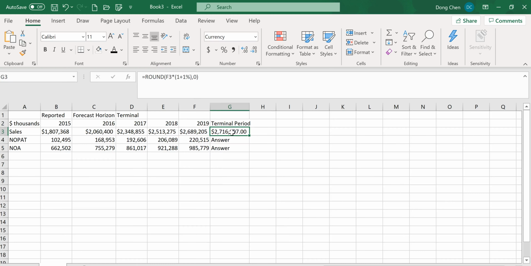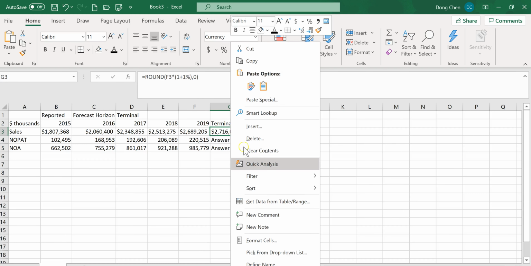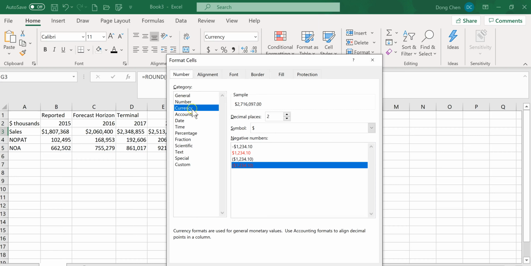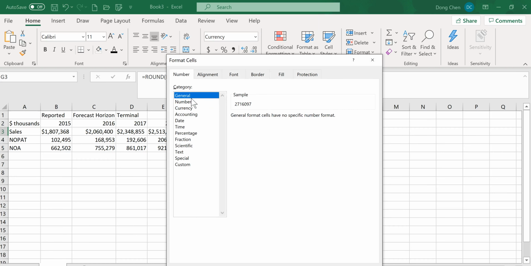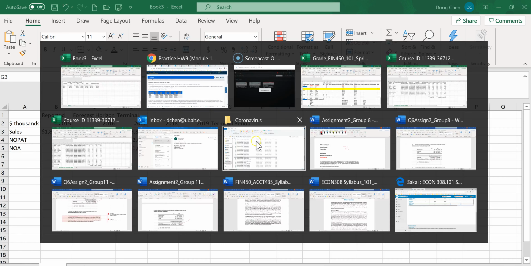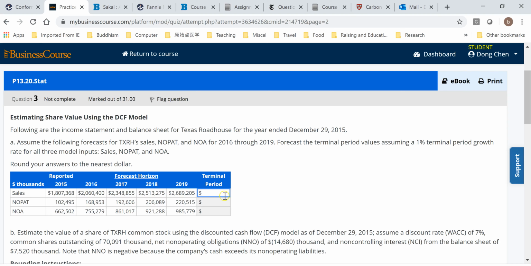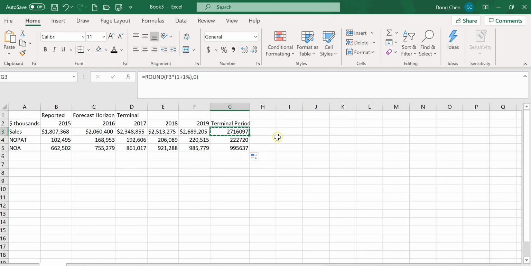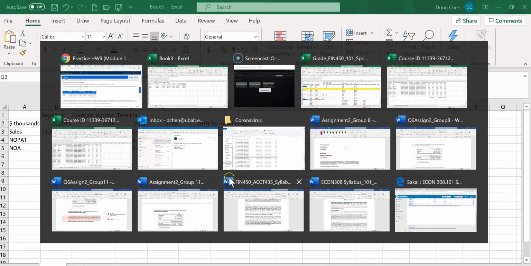And we want to do the same, and also change the format to General. Then it will just keep no decimal place. We drag the cell to the other 2 variables, and this will give us the terminal period values for all these 3 numbers. So then we can just copy the numbers back.